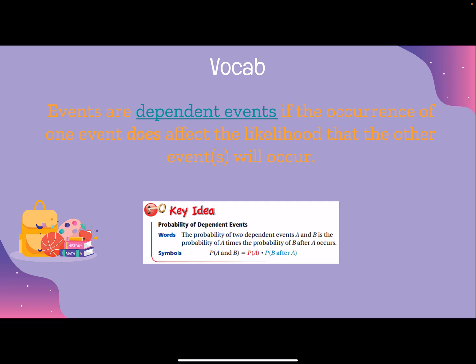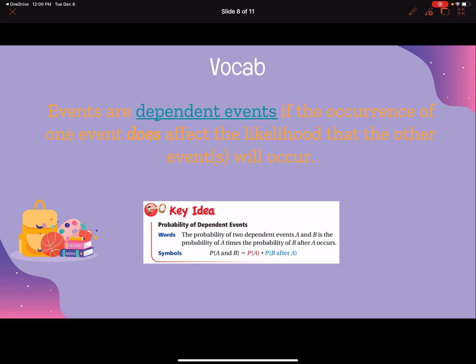Okay, now that was independent. Let's talk about dependent. Events are dependent events if the occurrence of one event does affect the likelihood that the other event will occur. If I wanted the probability of flipping a tail and flipping a second tail, did that first event impact the second one? No. If I wanted the probability of rolling an even number with a number cube, that depends on how we're asking about the second event.